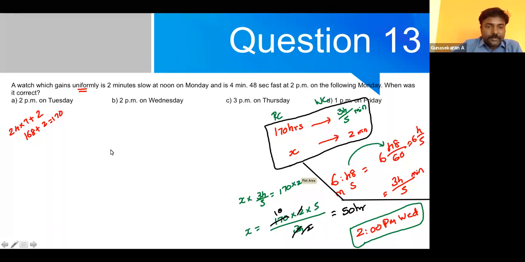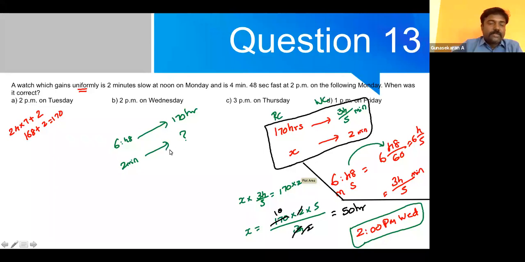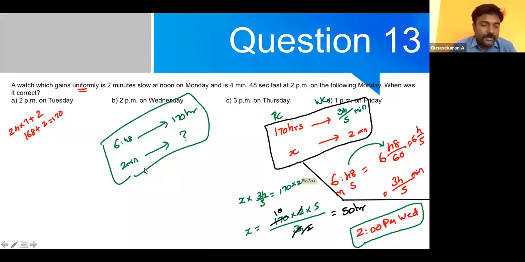See, to gain 6 minutes 48 seconds, it took 170 hours. To gain 2 minutes, how many hours will it take? That's the question. See a similar question once, then you will understand. Try to understand first how I got 170 hours, how I got 6 minutes 48 seconds, how I got 2 minutes. Conversions will take some time for you. If you practice similar questions, you will understand conversions. Forget about the conversions.